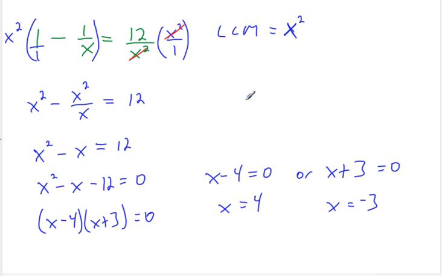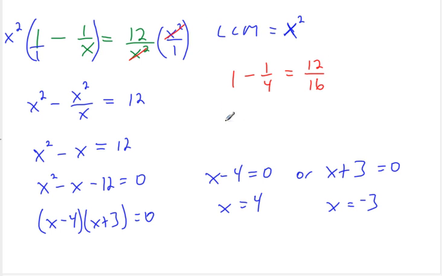So we can check those. Let's see. I'll check 4 first. 1 minus 1/4 equals 12 over 16. So 3/4 equals 3/4. That worked. Now I'll use negative 3.